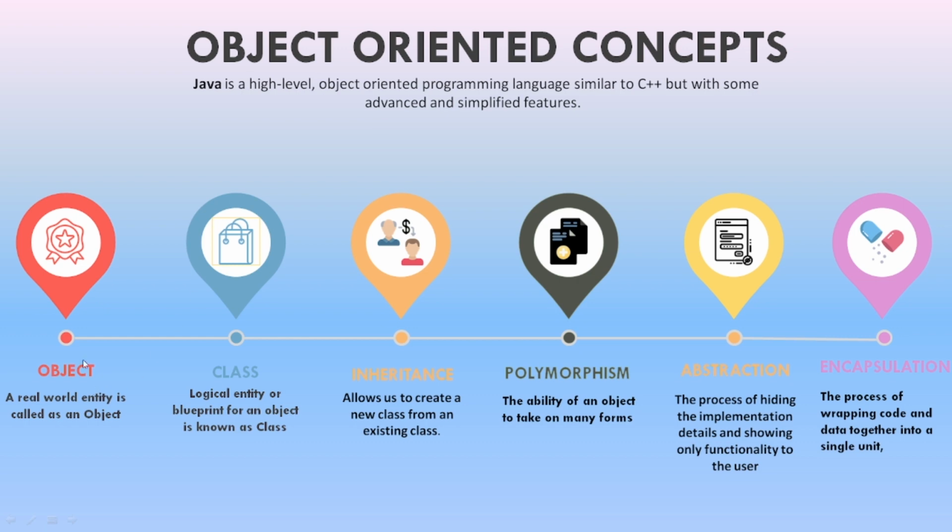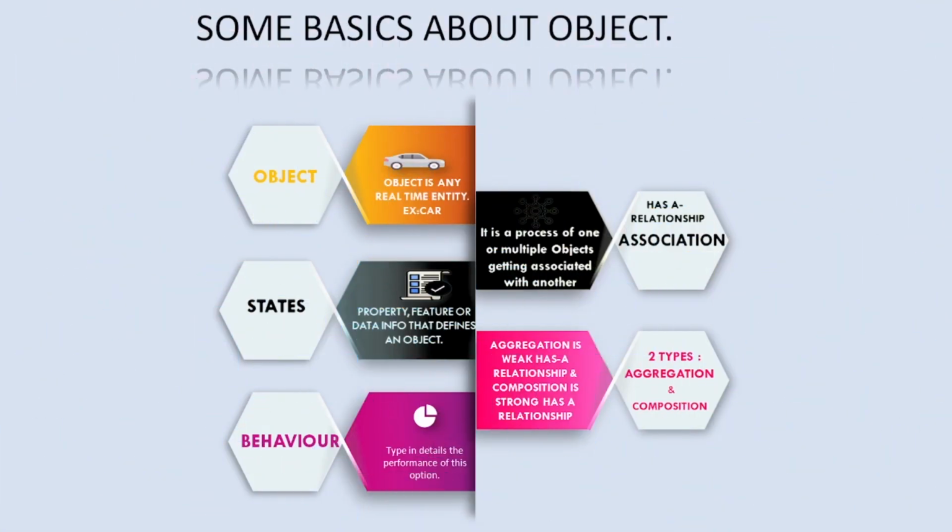So let us first go through what is an object and then other things we are going to study in the later section of our videos. The first one is object. Some basics about object. Let us see. Now, what is an object? Object is any real-time entity. For example, I have given a car here. Anything which has the physical presence or physical appearance can be considered to be an object.